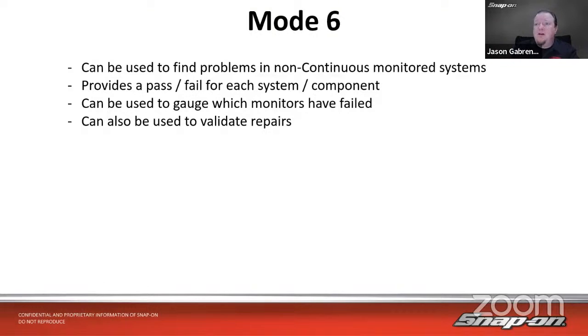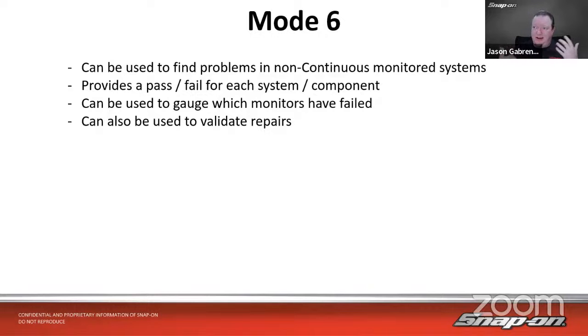So we would just see some test results similar to what we're going to see on this next couple of slides. Mode 6, pretty popular with a lot of diagnosticians trying to diagnose drivability problems. They'll go in and use that data in combination with other things in order to see what's going on with the vehicle. So it can be used to find problems in non-continuous monitored systems.